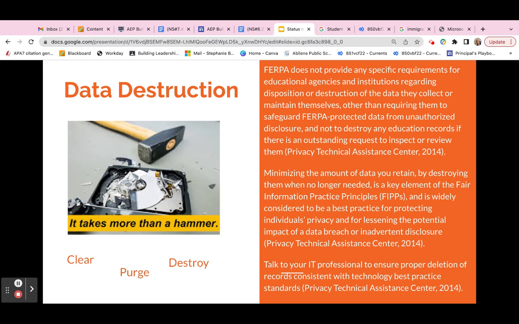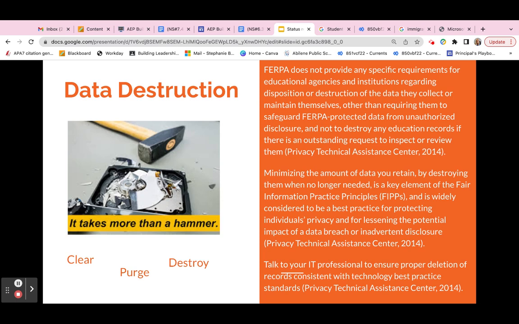That is a key element of the Fair Information Practice Principles and is widely considered to be a best practice for protecting individual privacy and for lessening the potential impact of a data breach. Make sure that as you are looking to destroy data, you are talking to your IT professional within your district to ensure proper deletion of records consistent with technology best practice standards.